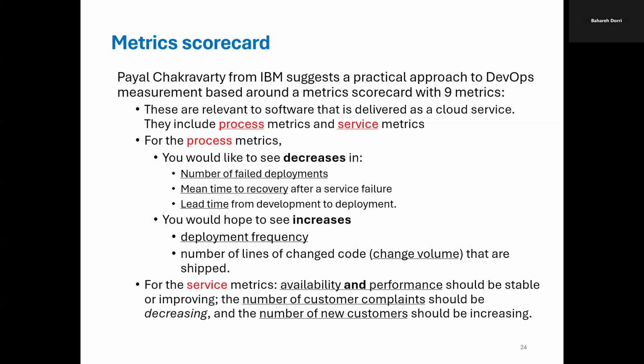Now for the service metrics, this focuses on what the end users experience. Availability and performance should ideally be stable or improving. That's your baseline quality. The number of customer complaints should be dropping, a clear sign that things are working well. And ideally, the number of new customers should be rising, showing that your improvements are helping the product grow.